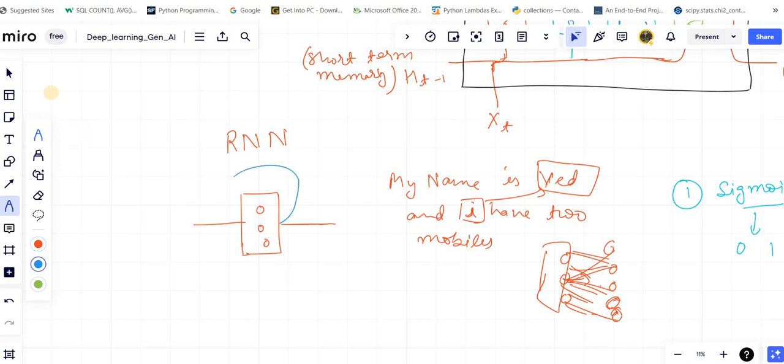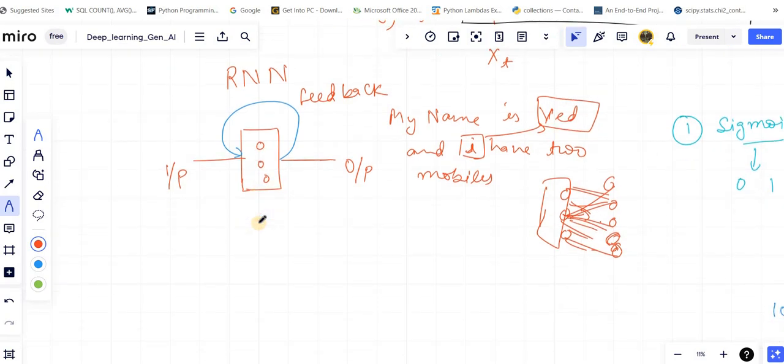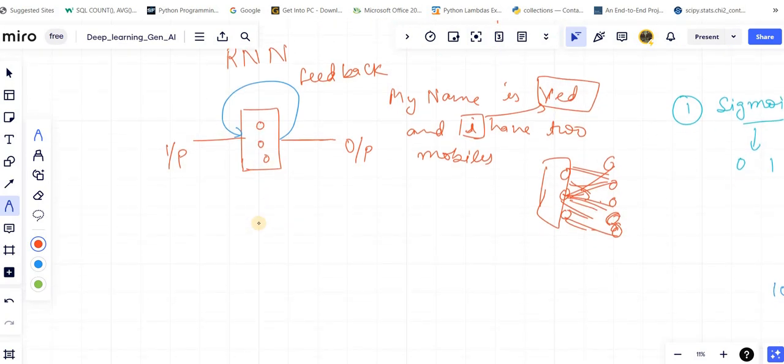This one was earlier an ANN, but what they did in RNN is add one feedback loop. This is your input, this is your output, and this is your feedback. Now what does feedback mean? Let's expand this RNN. When I expand it, it will look somewhat like this.